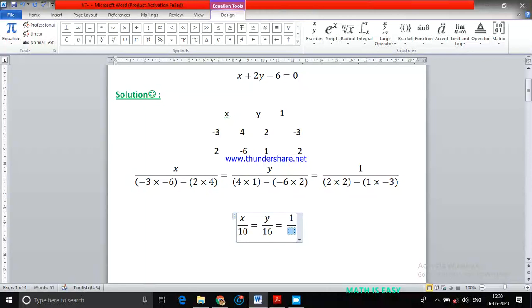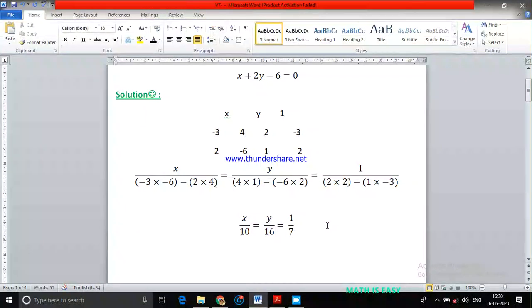Here you will get 1 upon, 2 into 2 is 4. This 2 into 2 will be 4. 1 into minus 3 is minus 3. Minus 3 into minus, plus 3. So 4 plus 3, which will be 7. Okay, so you got here.